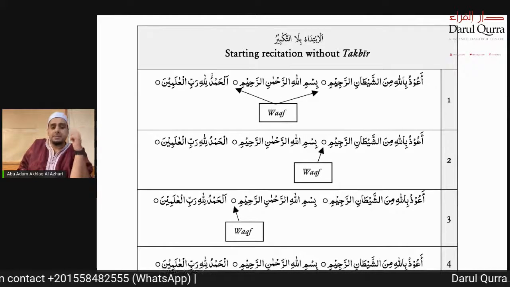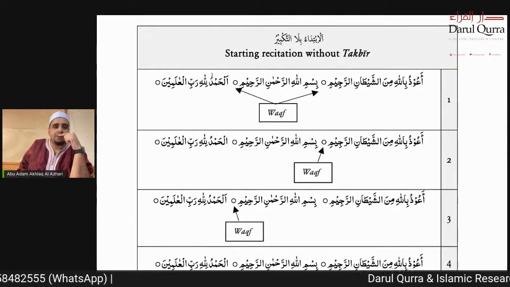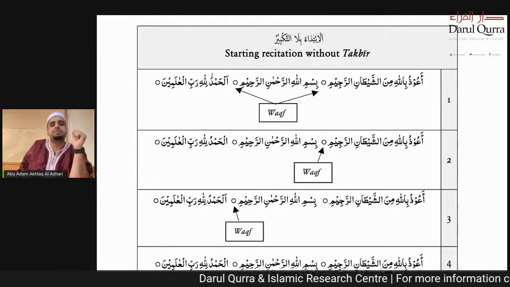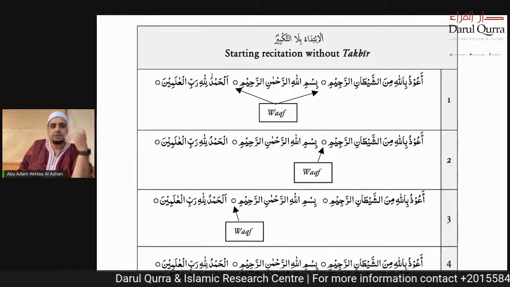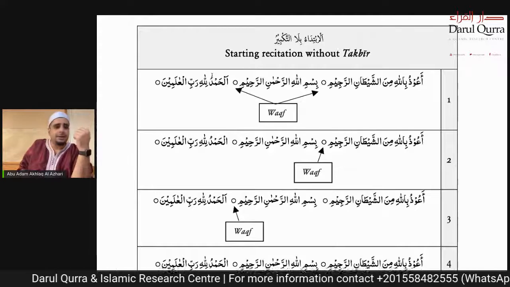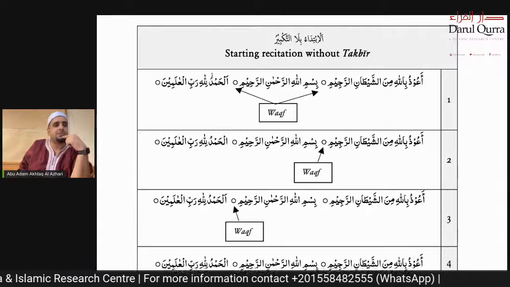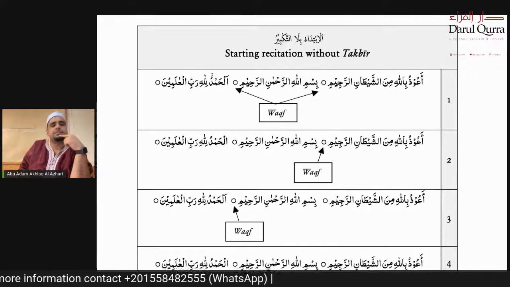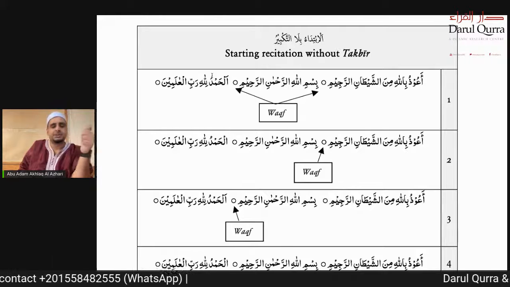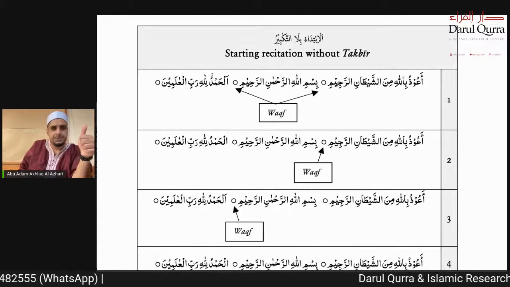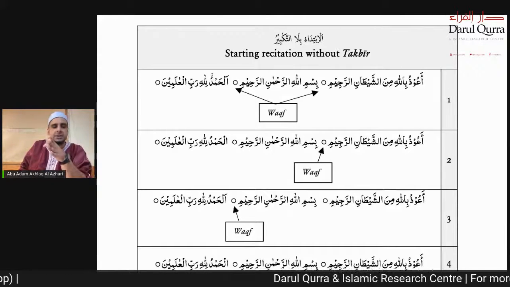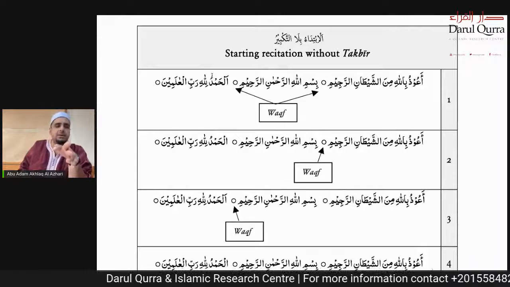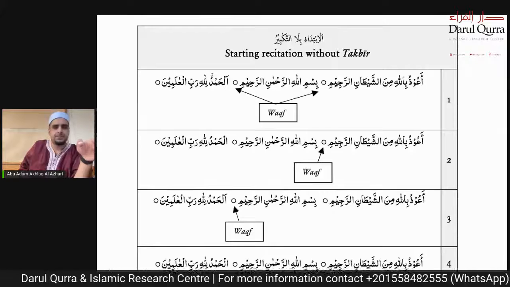Then Bismillahir Rahmanir Rahim. Waqf, take a breath. الحمد لله رب العالمين. So that's the first way. So you're stopping after the ta'awudh or isti'adha, and basmala, and then the first ayah.